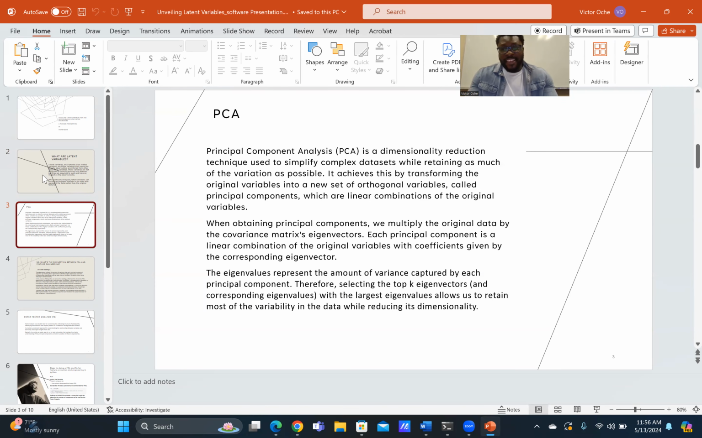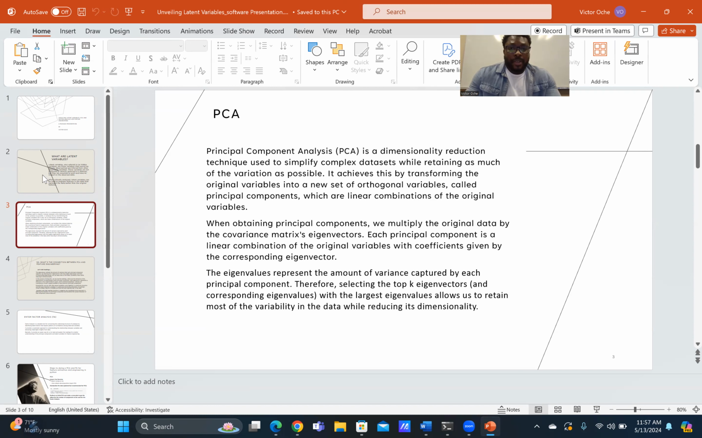We all know what PCA is. Basically, it's a dimensionality reduction technique used to simplify complex data sets while retaining as much of the variation as possible. I say it achieves this by transforming the original variables into a new set of orthogonal variables called principal components, which are linear combinations of the original variables. Basically, it does some transformation, takes the most important components, and represents it in space.